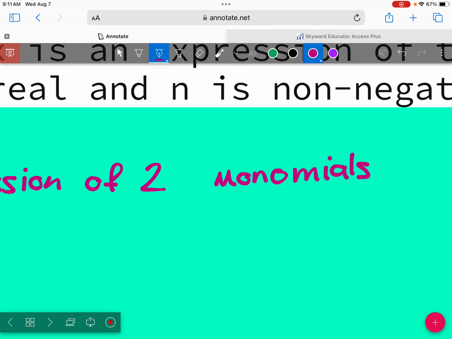Constants also count as monomials. It could be x to the 0. We could have 3x to the 0, which would just be 3. So a binomial could be something like x plus 2, x squared minus 7x, 37y to the 17th plus 2y. Like any number of things, if there's only two things, it's a binomial.